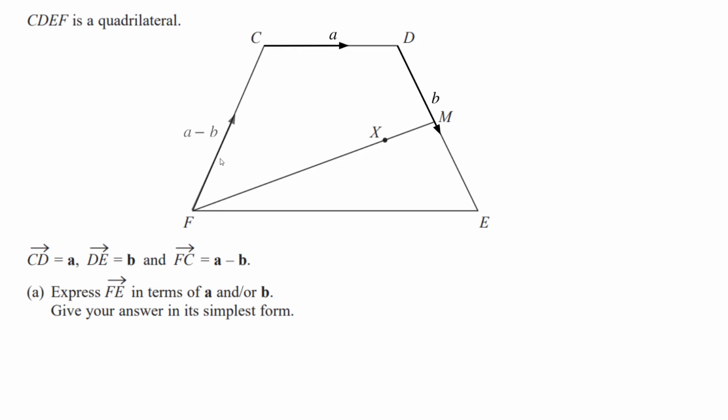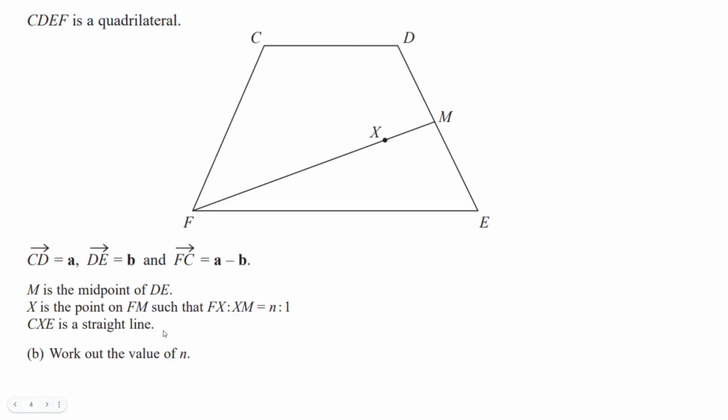I'll just put in the rest of this. So A minus B, A and B. To get from F to E, we'll go this way, this way, this way. So A minus B plus A plus B. So that's 2A. And that's the first part done.